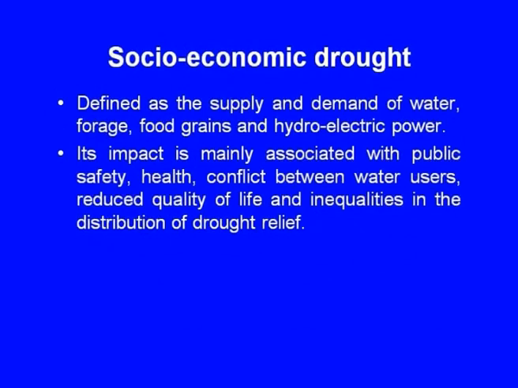The fourth type of drought is socio-economic drought. It is defined as the supply and demand of water, forage, fruit, grains and hydroelectric power. Its impact is mainly associated with public safety, health, conflict with water users, reduced quality of life and inequalities in the distribution of drought relief.